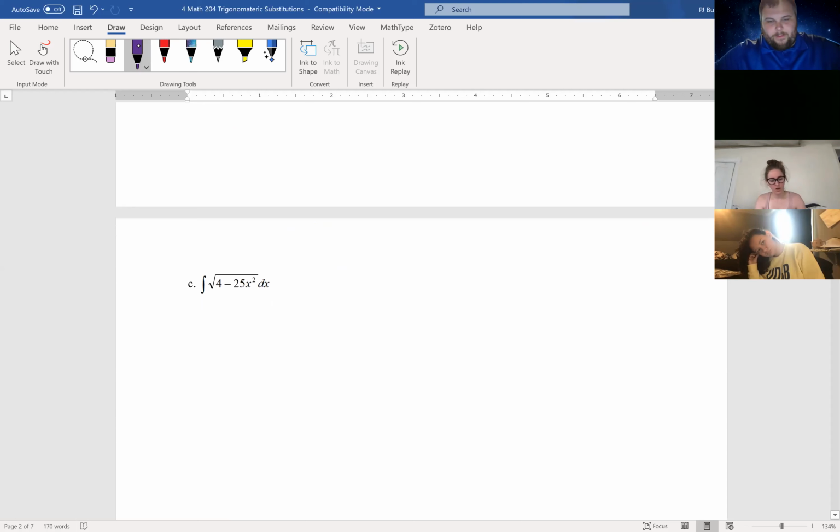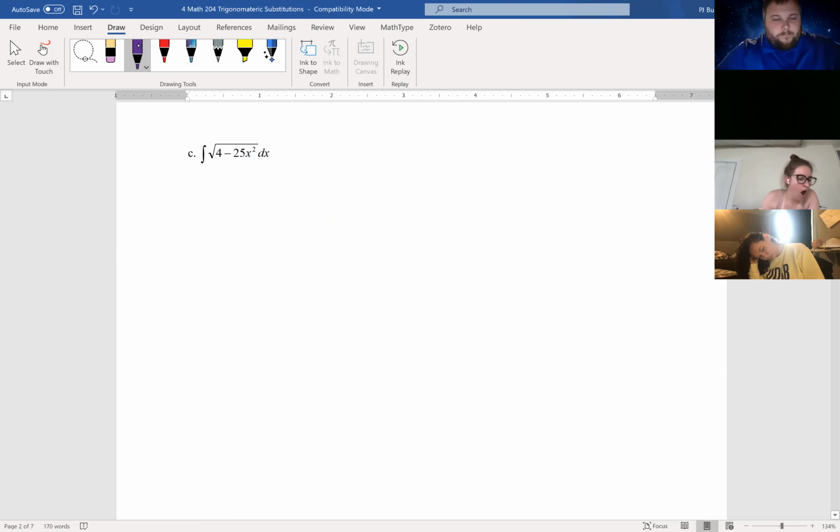All right. So here's another one. It's got a square root in there. The only thing that looks different is typically the x squared is by itself. So any suggestions on how to fix this?